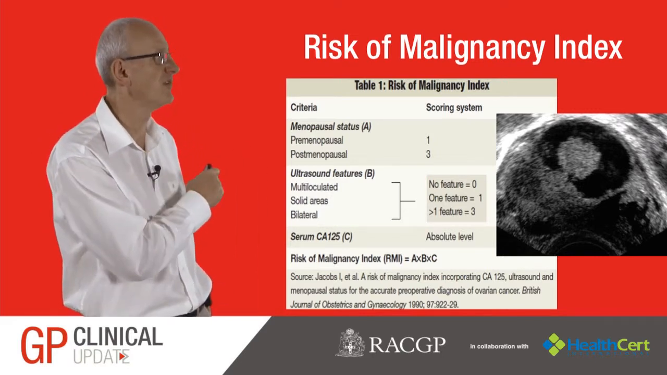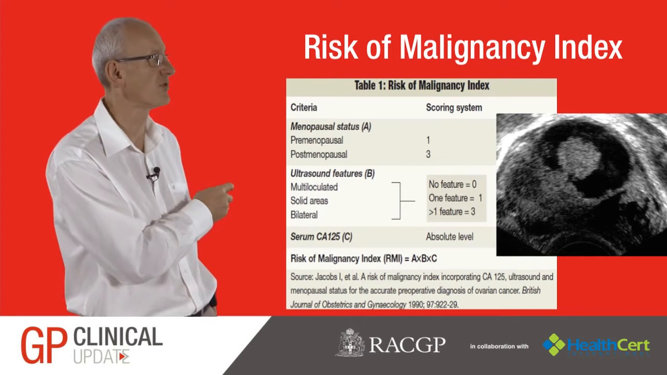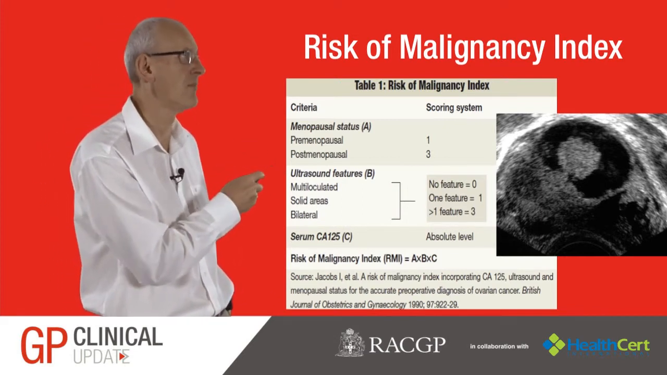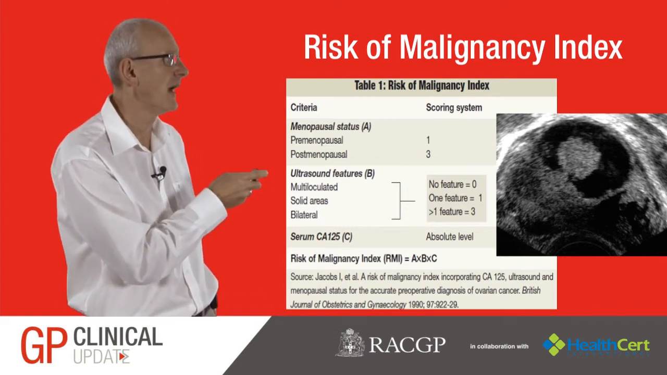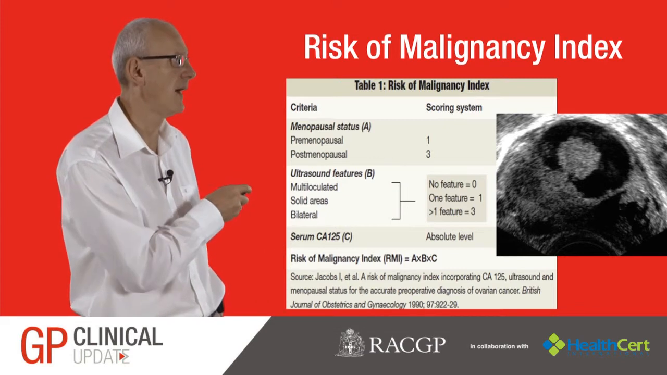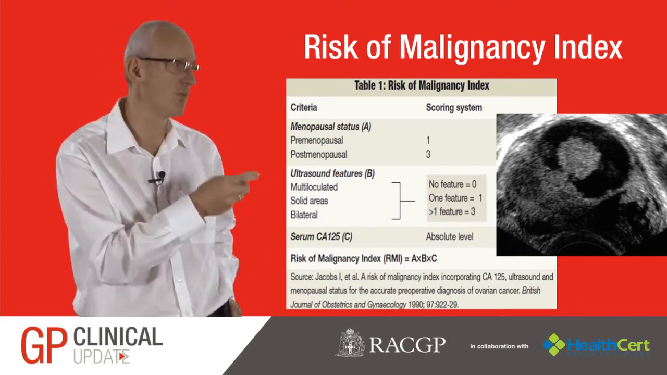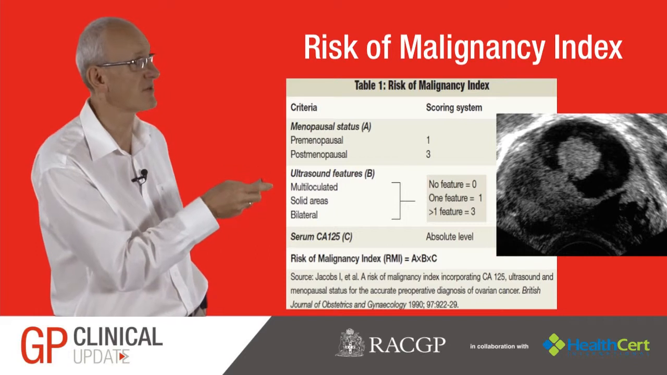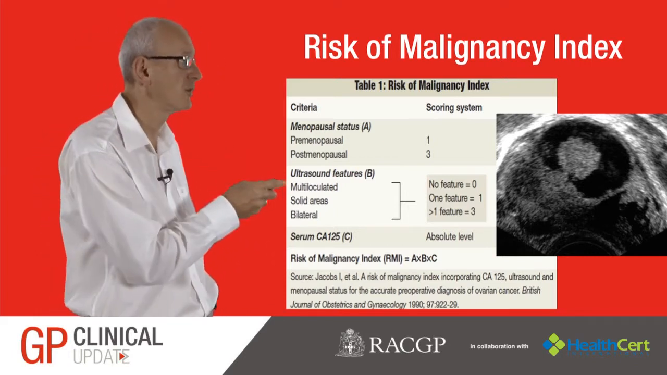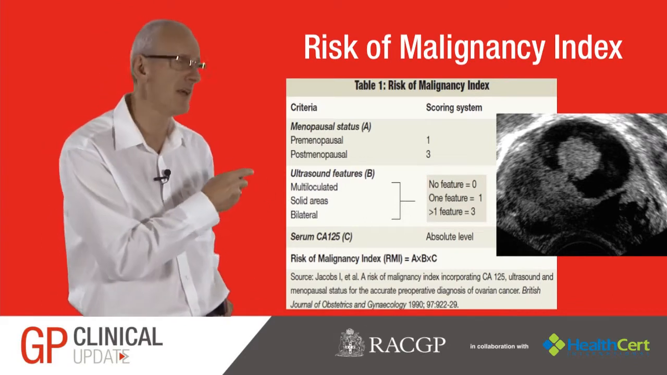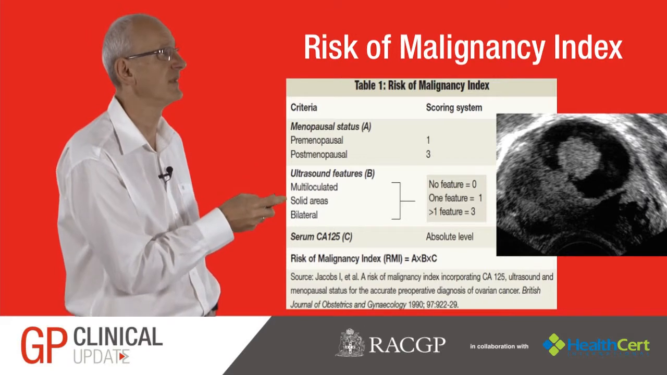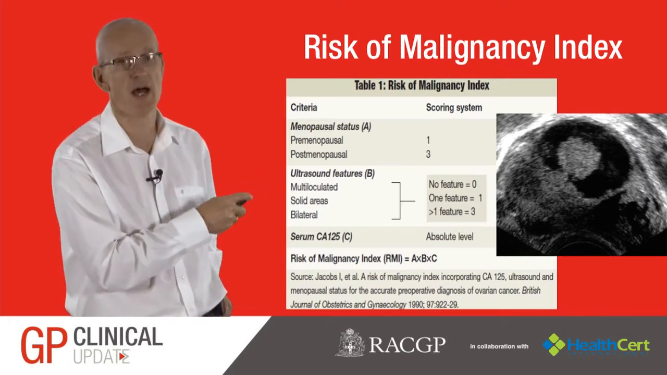And for example, if we had a postmenopausal woman, we get 3 points. We get some ultrasound features. Let's say we find multiloculated solid mass and it's bilateral. Let's say we have 3 points here, so 3 by 3 is 9. And then we multiply that with the absolute CA125 level. And let's say the CA125 is 100, then our risk of malignancy index is 900.